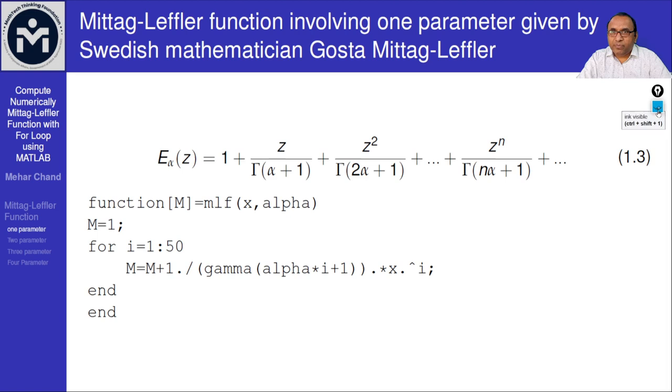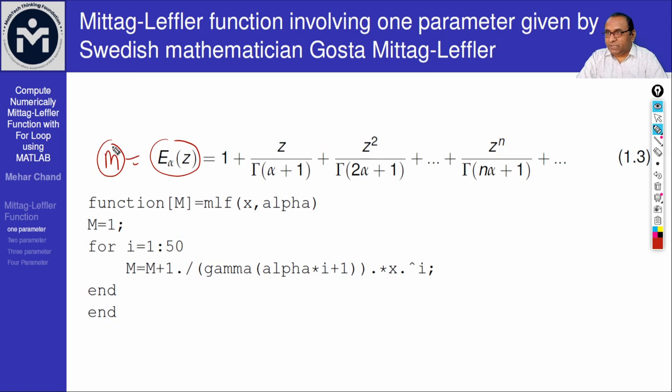Now, here we are able to write the code in MATLAB. First, a very important thing: you can see this series includes one variable and one parameter. So if we put this equal to m, this m function involves one variable and one parameter. So we will start from this place. This is m. Function m is equal to, now we are going to define, this is just an assignment for the Mittag-Leffler function, mlf. You can use it in any way. At the place of z, I am using x, and this is the value alpha. We will pass these two values, since the Mittag-Leffler function involves one variable and one parameter.